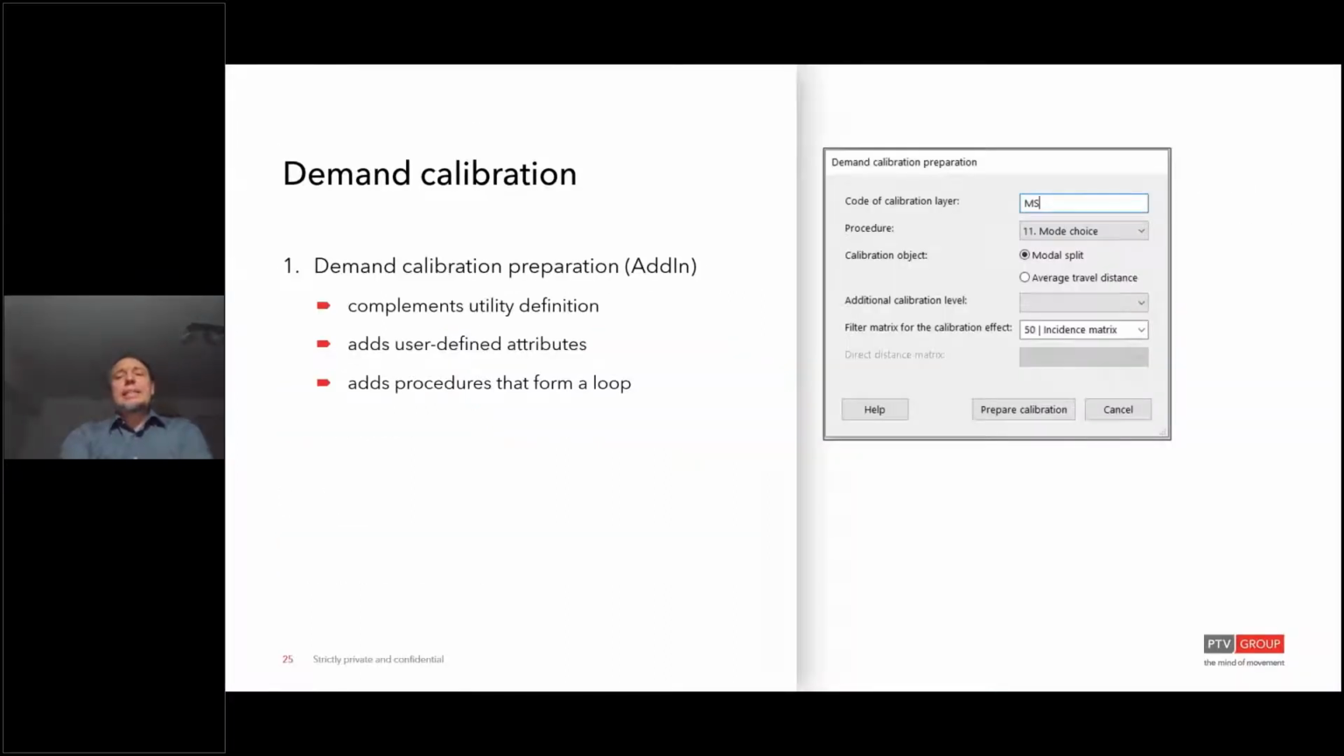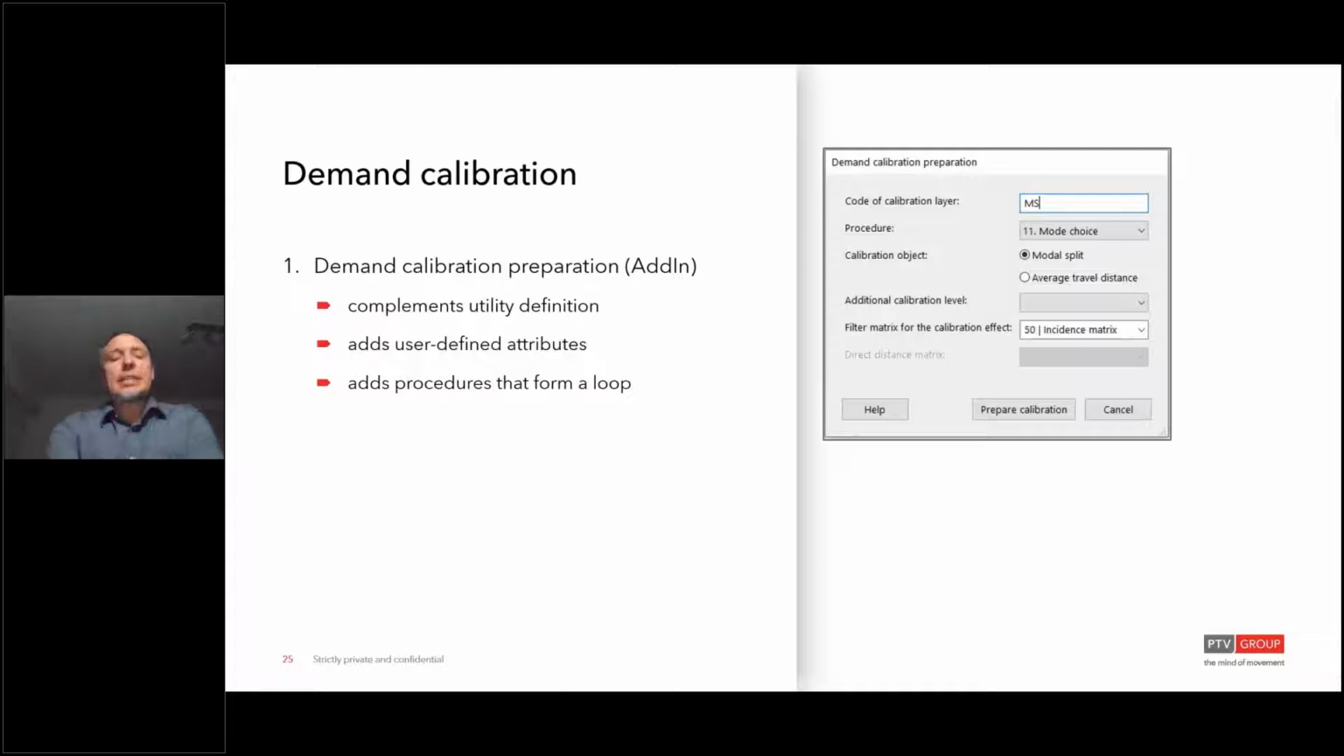It's provided as a set of add-ins. So first, there's a small add-in for preparing your model, and that will do a few things. It will complement the utility definition you're using in your demand model by certain additional terms, exactly by the calibration terms, of course. It will add some user-defined attributes to some network objects, which you will then use to provide the served values, the target values.